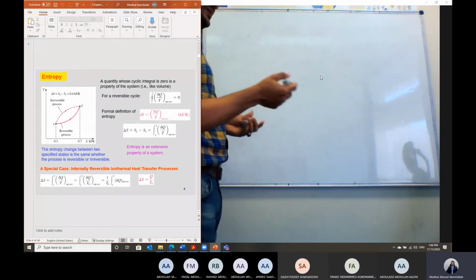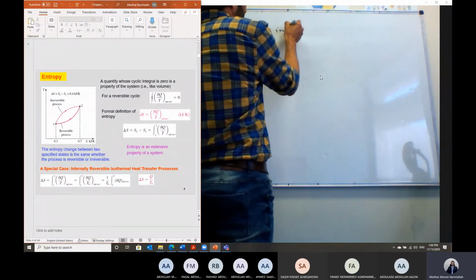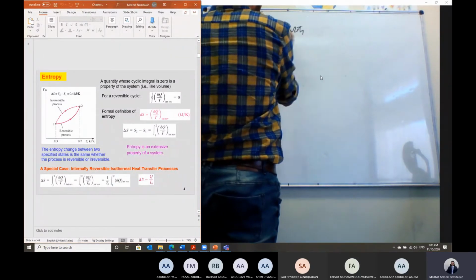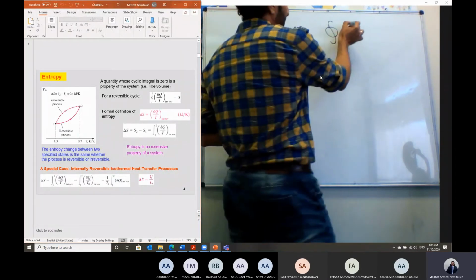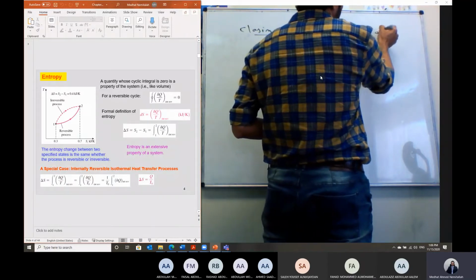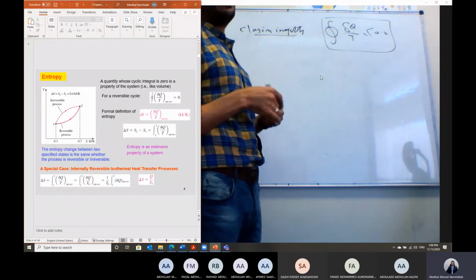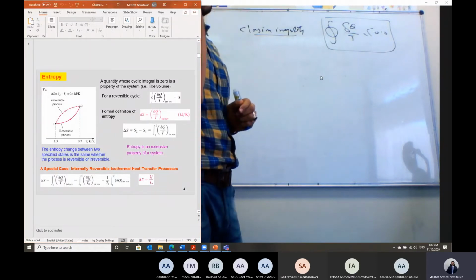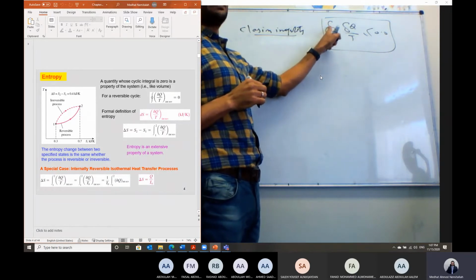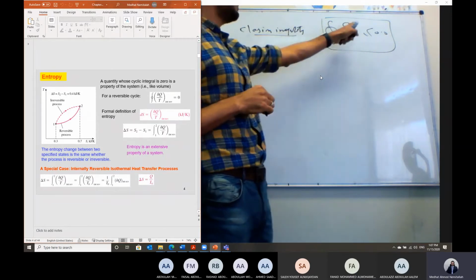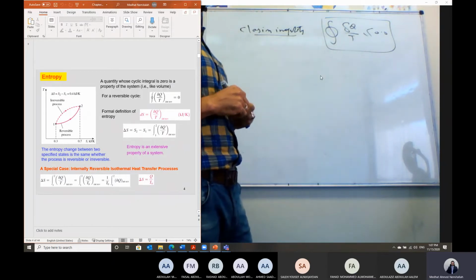Yes, it's okay. But let's start today with the Clausius inequality. Clausius inequality states that for any cycle, the integration over the cycle of delta Q over T should be less than or equal to 0. First of all, I just want to define the property which is called the entropy in this case. Clausius inequality states the integration over a cycle of delta Q over T should be less than or equal to 0. But how can we prove this relation?